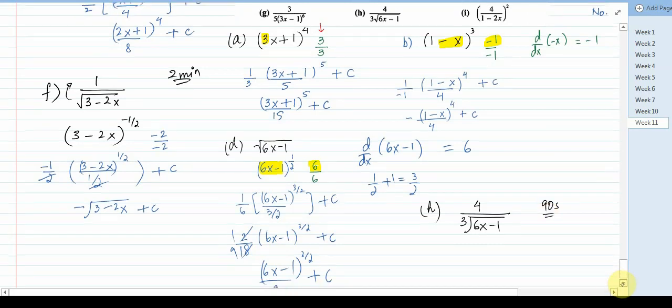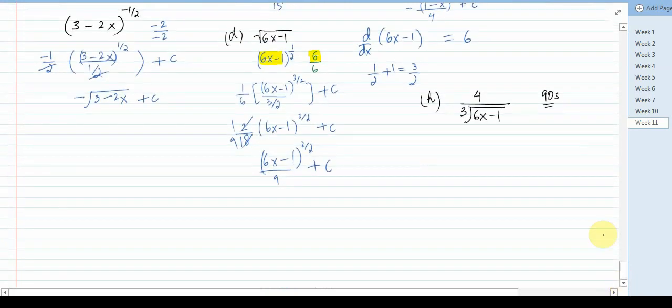Alright, firstly I will arrange my question. So 4 over 3 as it is. If I shift 6x minus 1 in the numerator, that will be 6x minus 1 with the power minus 1 upon 2. Alright, the derivative of 6x minus 1 is 6, so I need to multiply and divide it by 6 here. Now this is my function and the derivative is present here. So now I can integrate that function.